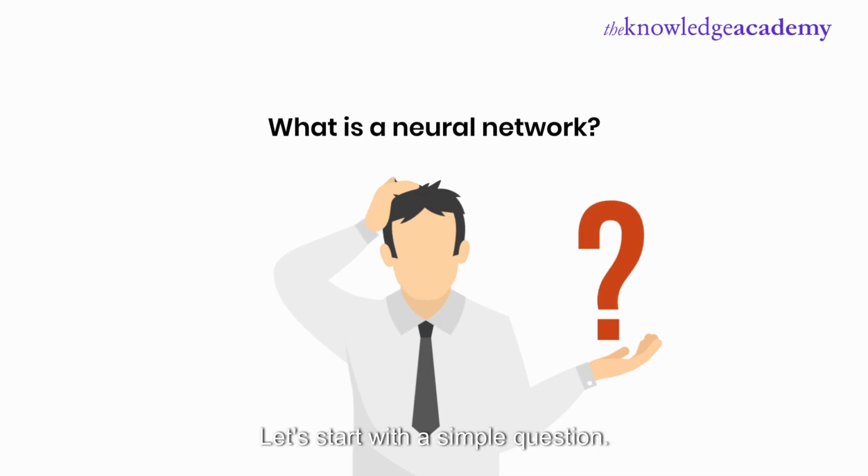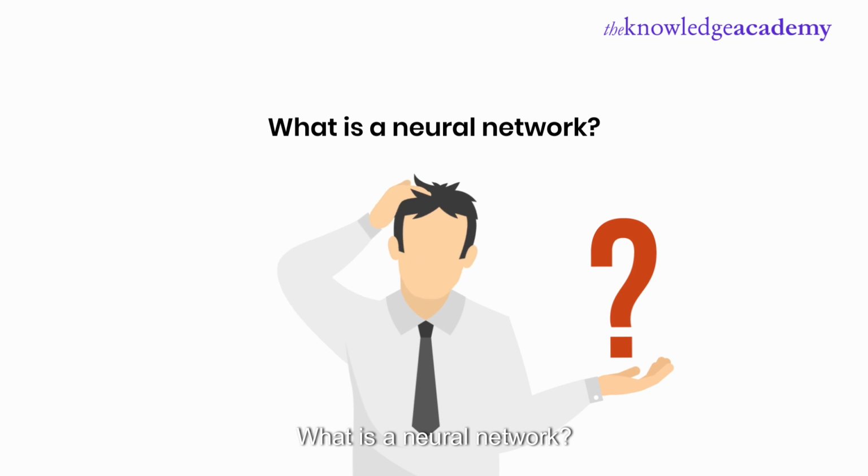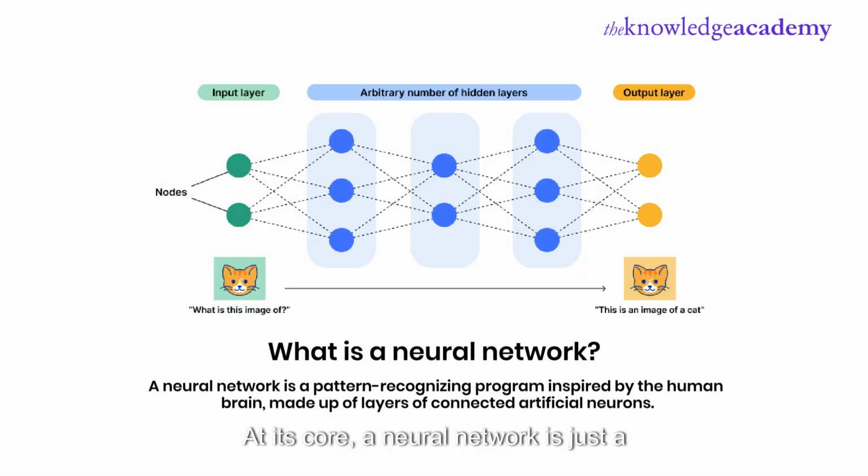Let's start with a simple question. What is a neural network? At its core, a neural network is just a computer program designed to recognize patterns. It's inspired by the human brain, made of artificial neurons that connect together in layers.